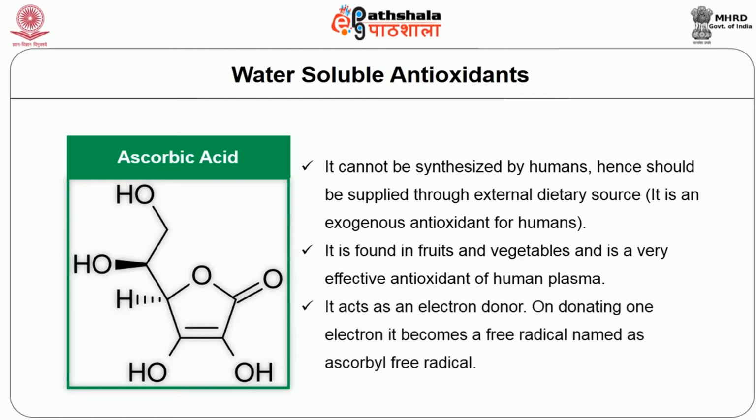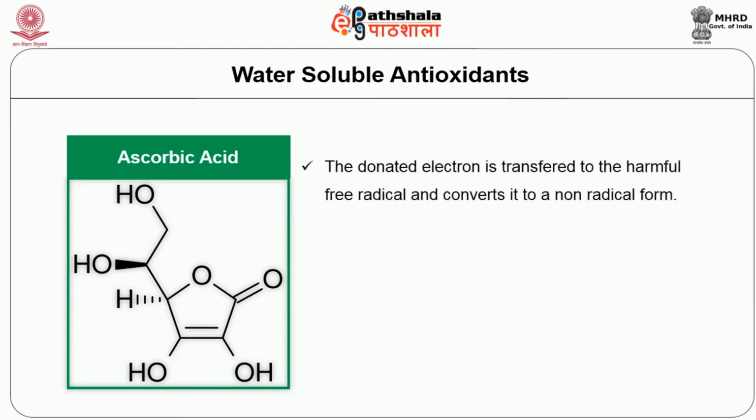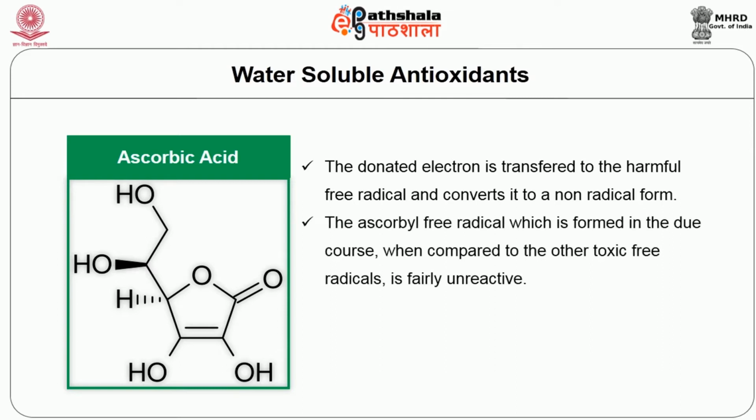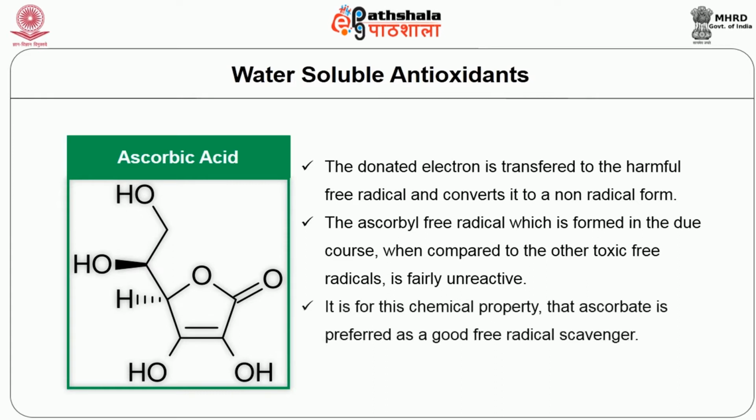It acts as an electron donor. On donating one electron, it becomes a free radical named as ascorbyl free radical. The donated electron is transferred to the harmful free radical and converts it into non-radical form. The ascorbyl free radical, which is formed in the due course when compared to the other toxic free radicals, is fairly unreactive. It is for this chemical property that ascorbate is preferred as a good free radical scavenger.